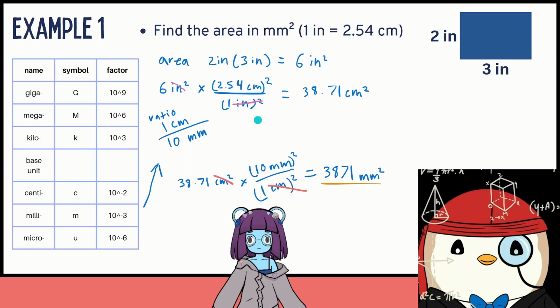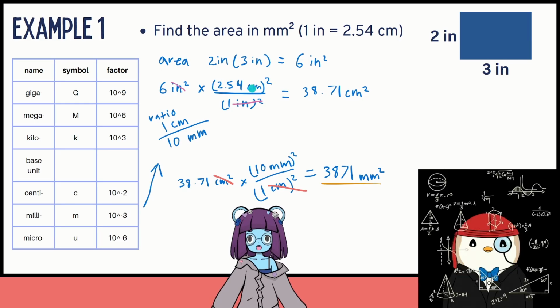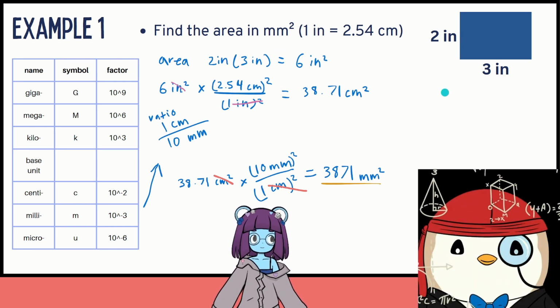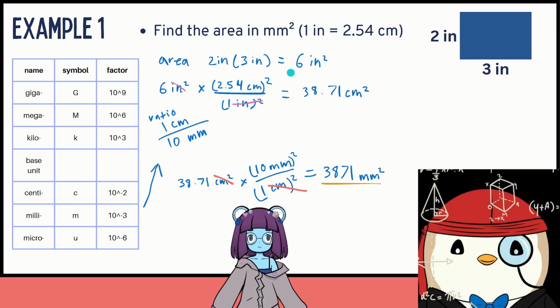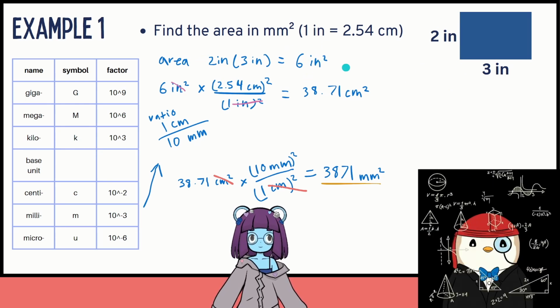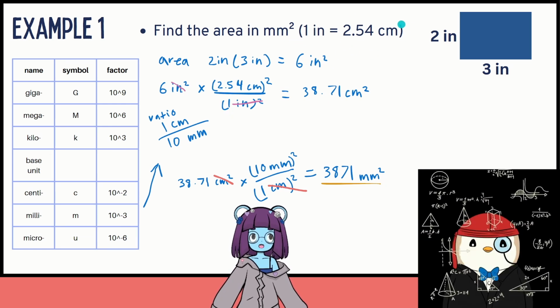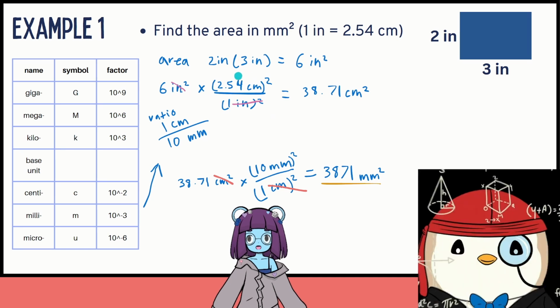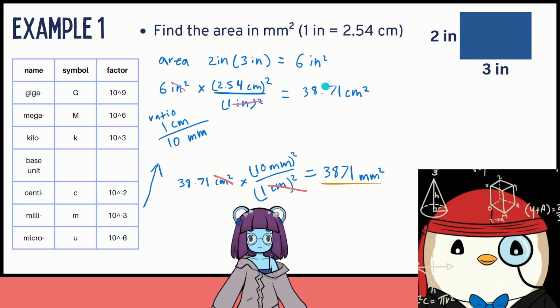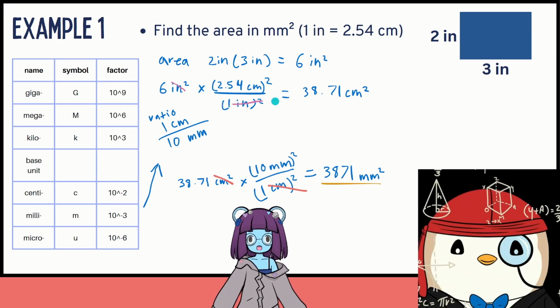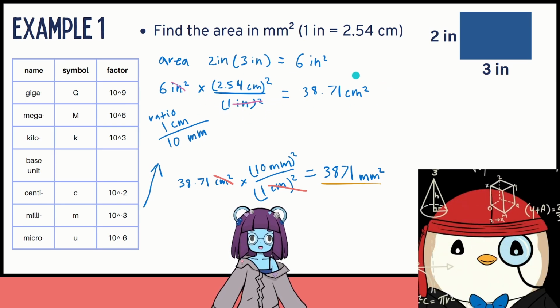Example 1. In this example, we have to find the area in millimeters squared. So here is our rectangle, and to find the area you just multiply length times width. So we have the area in 6 inches squared, and then we can convert that into centimeters. So we can take this conversion factor, make a conversion ratio, but don't forget to square the conversion ratio because it is inches squared. So you need to square this conversion factor, that way you can cross out the inches squared, and then you get this value in centimeters squared.